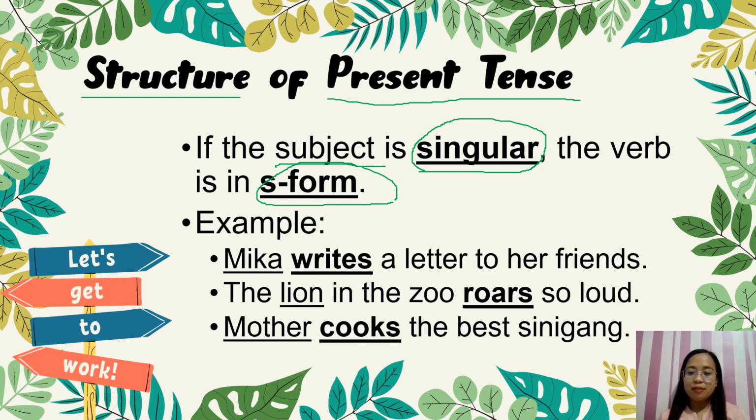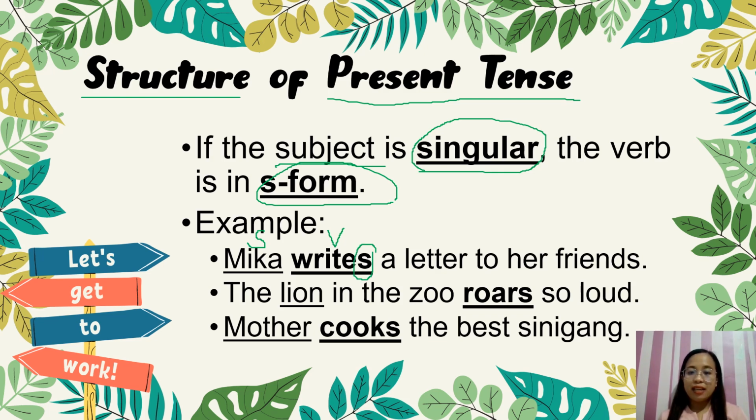Let's read the first: Mika writes a letter to her friends. Let's study the sentence. Where is the subject? The subject is Mika and the verb is writes. Yan yung action. So, we say Mika is singular, only one. And the verb should have an S because it should be in S form. How about the second example?